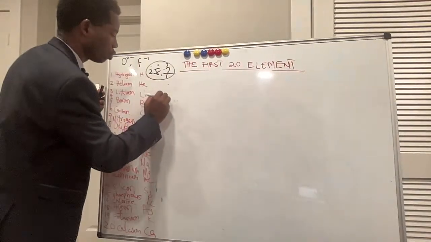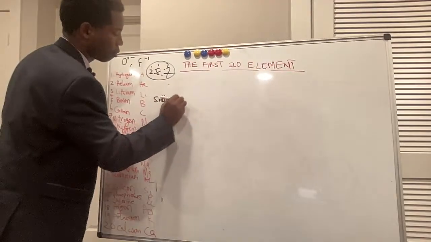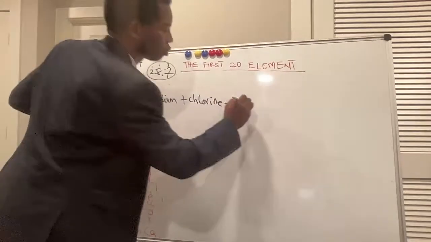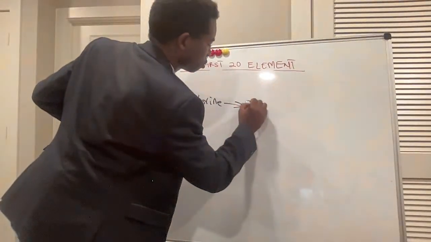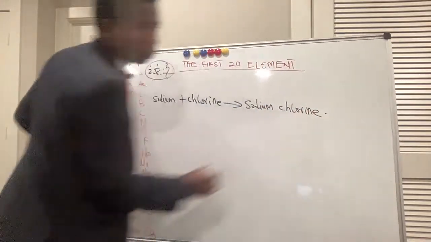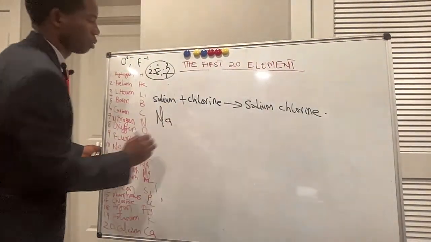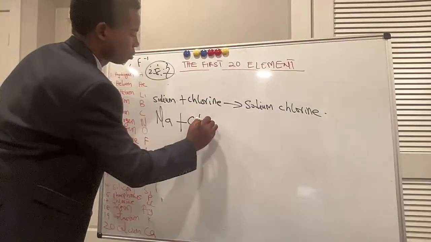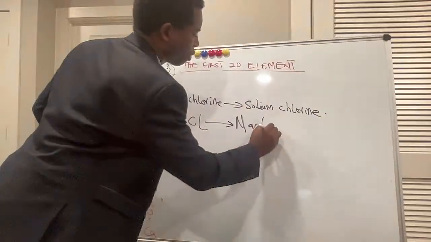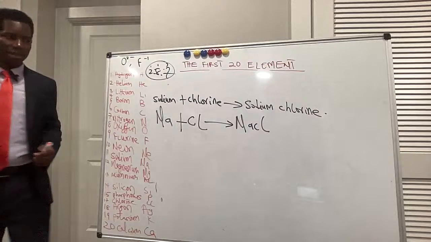So when sodium reacts with chlorine, it produces sodium chloride. So let's look at it together. This is sodium plus chlorine. It gives sodium chloride. Now, let's represent it diagrammatically.